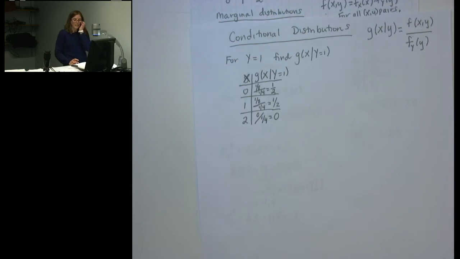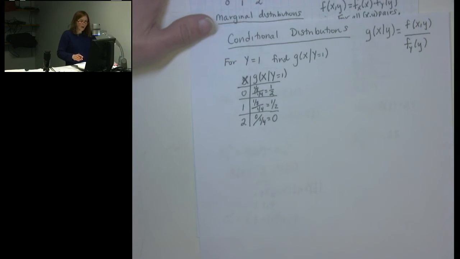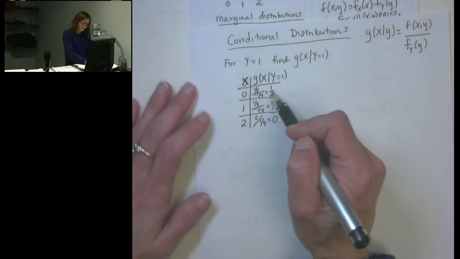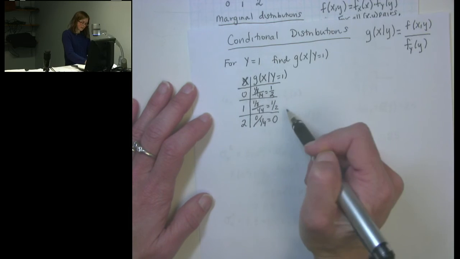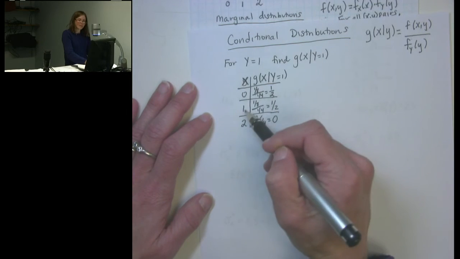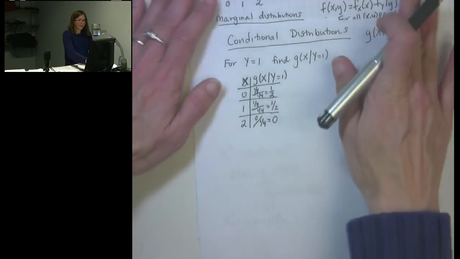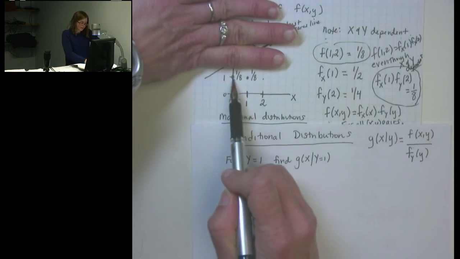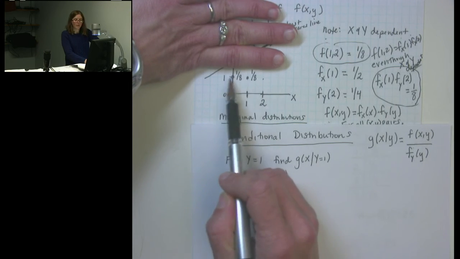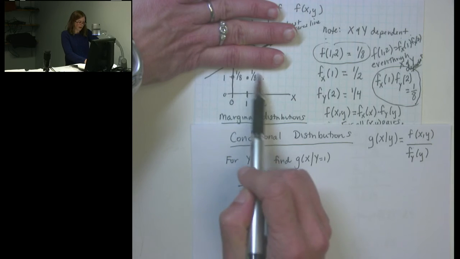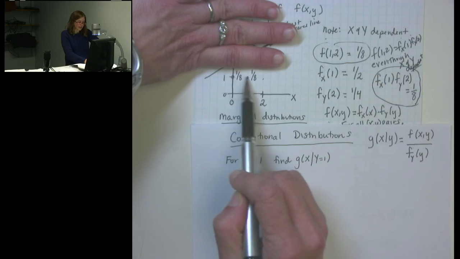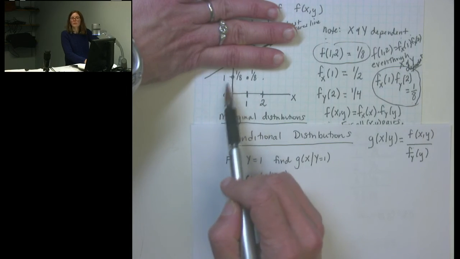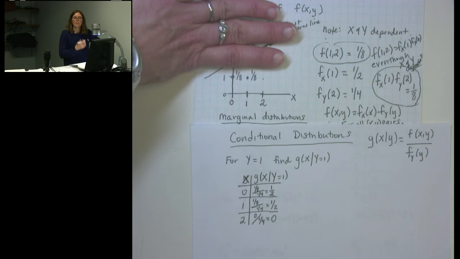So you can see that if I know that y takes on the value 1, then there's a 1/2 chance that x is equal to 0 and a 1/2 chance that x is equal to 1. And if I look at my distribution, this makes total sense. There's equal probability of each of those two outcomes. Those are the only two possible outcomes if y is equal to 1. So it makes sense that the chance of each one of those happening, if I know that y is equal to 1, must be 50%.